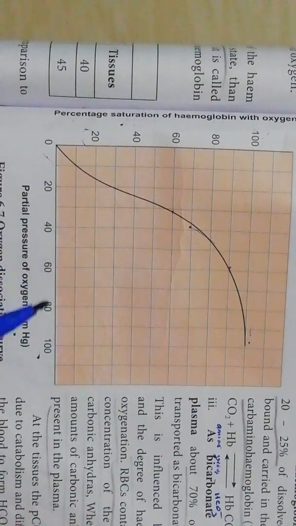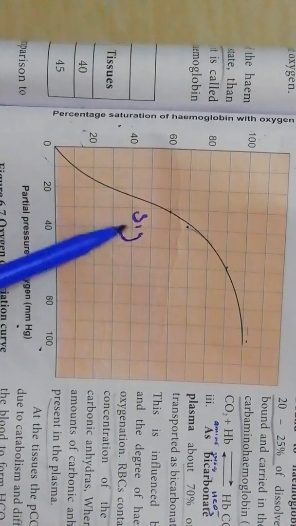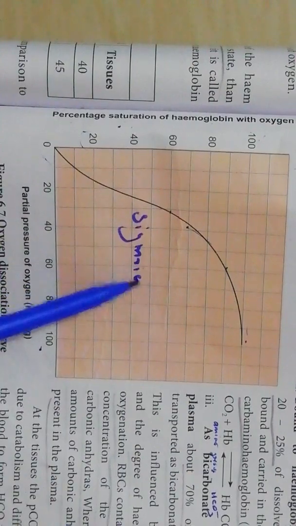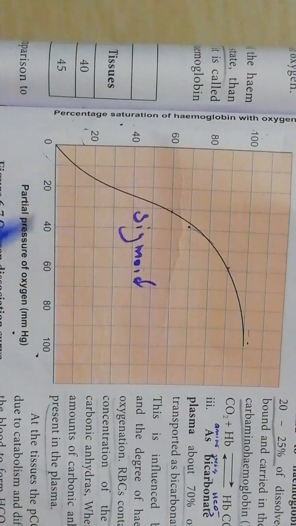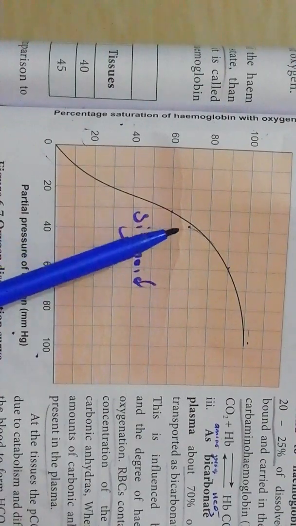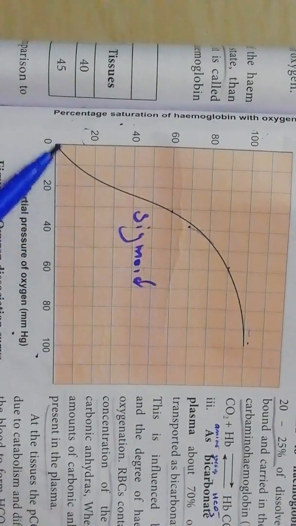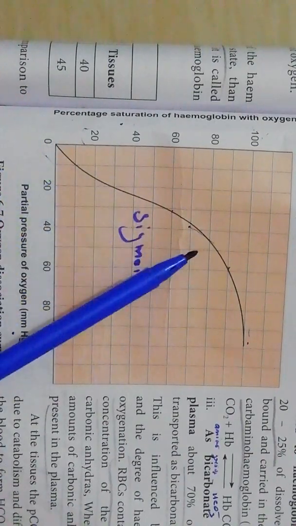So this curve is known as a sigmoid curve. Okay. So let us see. Listen, here the partial pressure of oxygen: when we plot partial pressure from 10 to 50 mmHg, it is moving to a higher position. It is moving gradually, it is increasing.